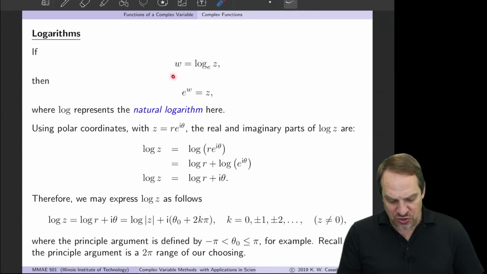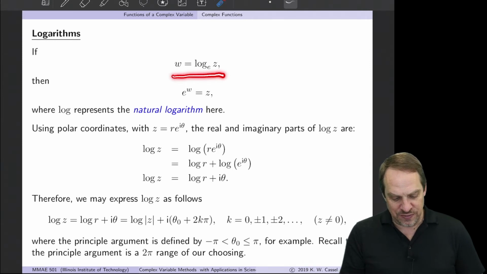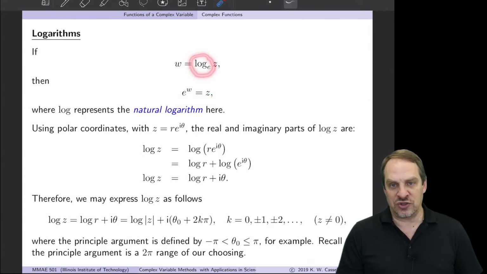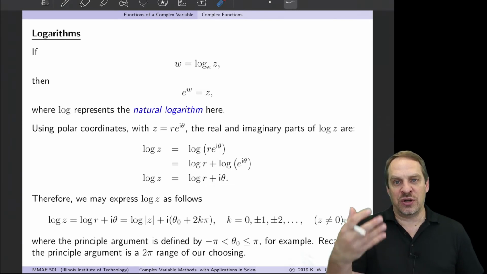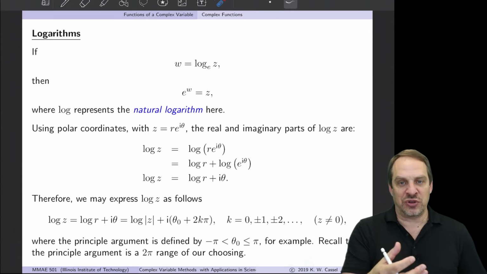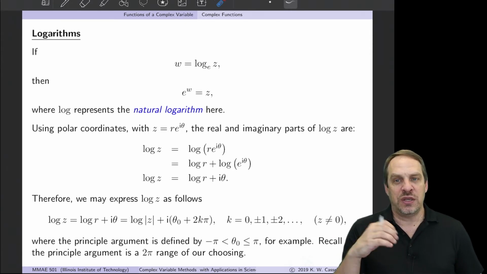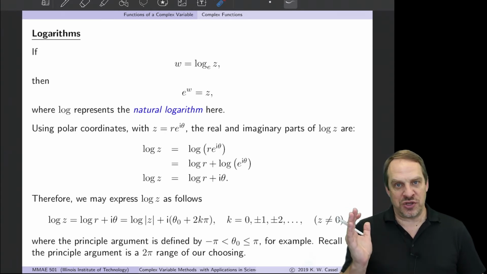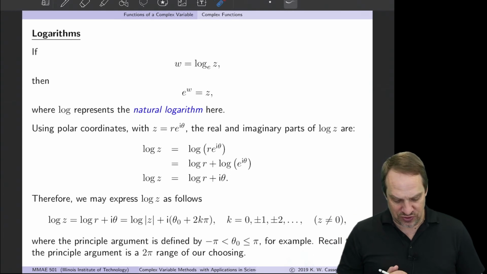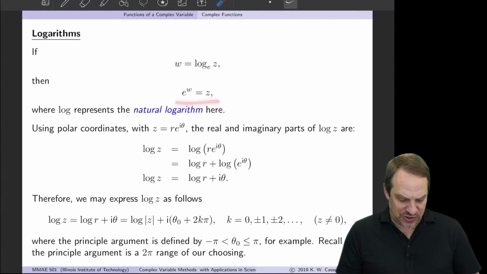So w is log base e of z, and if that's true, then e to the w is equal to z. Now you notice I'm going to use the log notation here, even though it's log base e. We engineers are used to using log for base 10, ln for natural log, which is a log base e. In complex variables, there's no need for log base 10, so we just generically use the log notation. So it is the natural log. All right, so e to the w is equal to z.